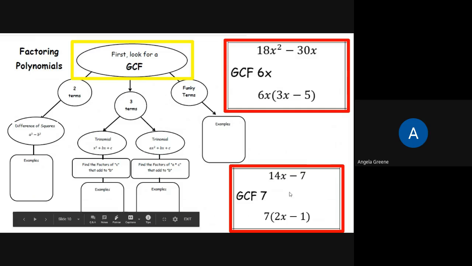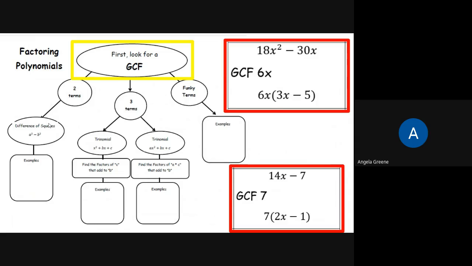So the 14x minus 7, we said it had a GCF of 7. So I'm going to factor out the 7. When I do, inside my parentheses, I have a 2x minus 1. So again, let's make sure that I'm completely done. So I have two terms. So I'm going to follow this bubble.